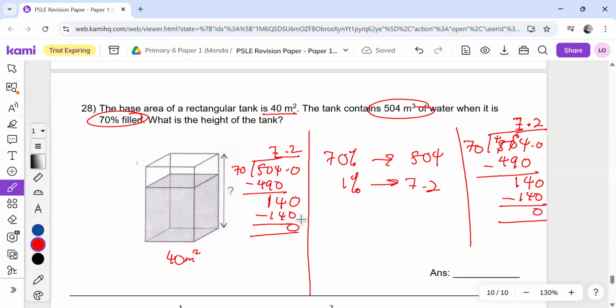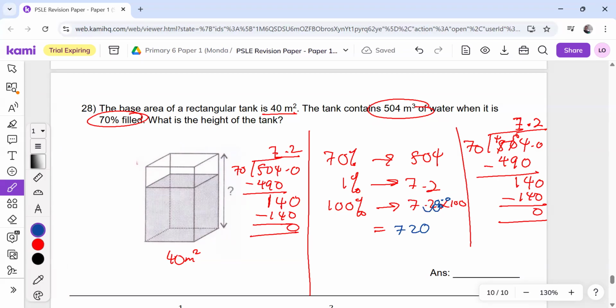Then, how do you find the height of the tank? To find the height of the tank, you must know 100%. 100% is the whole tank. And then you must take 7.2 times 100, and you will need to shift your decimal point to the right, 2 times. So you see an empty place, put a 0 in the empty place, decimal point, 0 behind. 720.0. That is the volume of the whole tank.